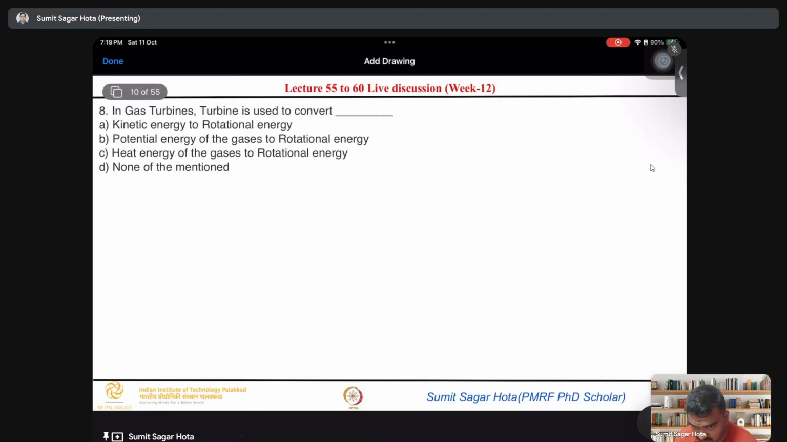Okay, so let's go to the next question. In a gas turbine, it is used to convert dash energy to dash energy. In the gas turbine, you remember, the kinetic energy is always converted to the rotational energy.